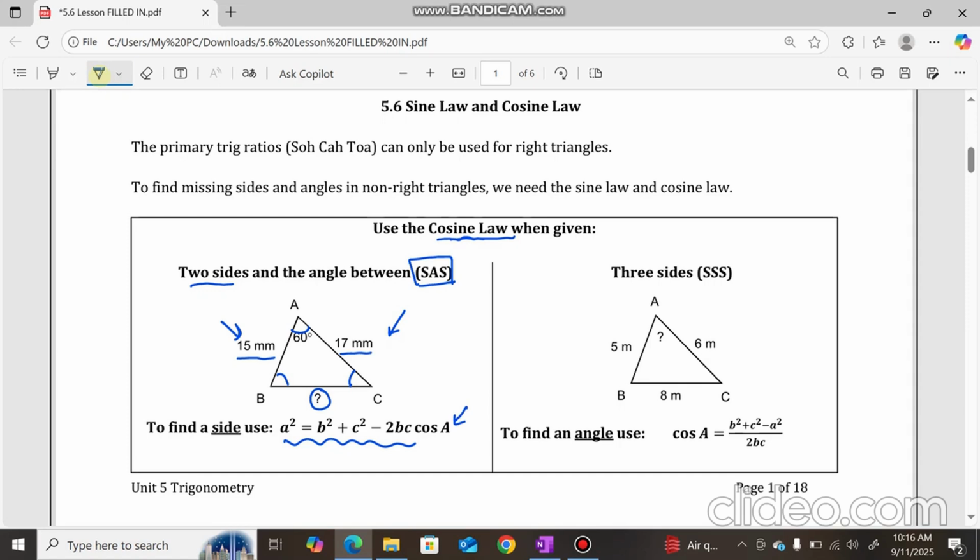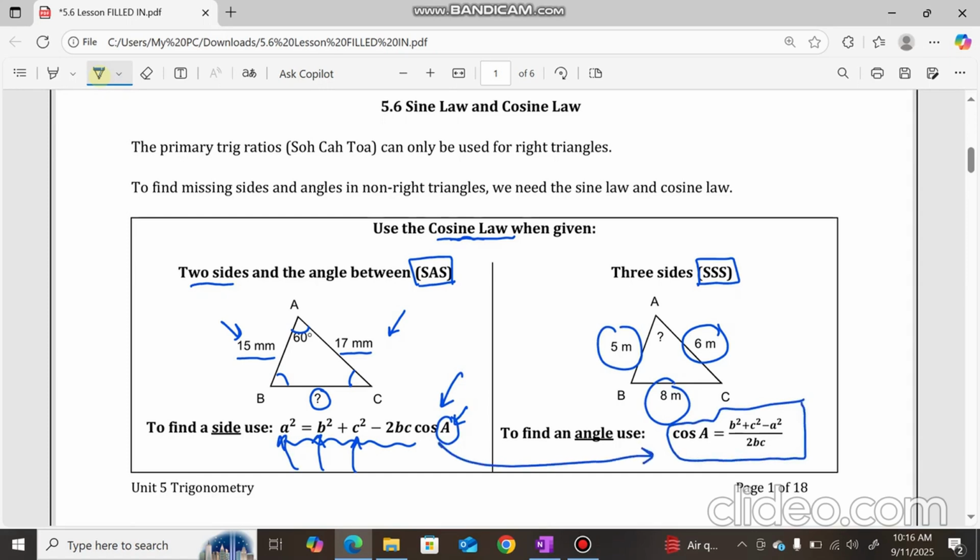Another case is the side side side postulate, three sides. If the three sides are given, then we can use the same formula by putting in the values of A, B, C, and then we can get the value of the angle. This is another way of writing that formula, by just taking out the cos theta, we can get this form of the equation.